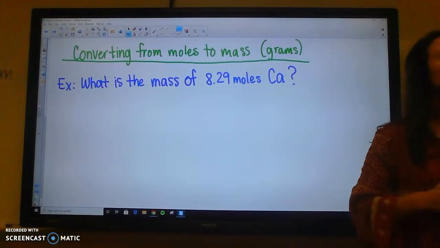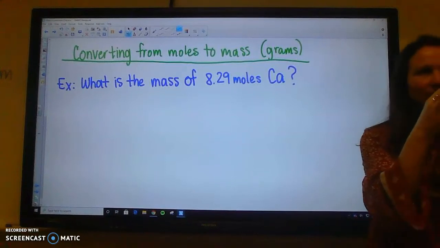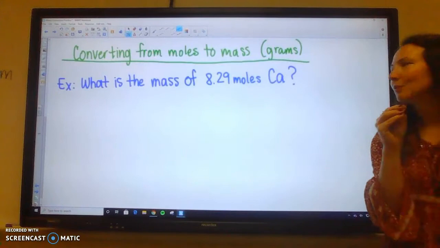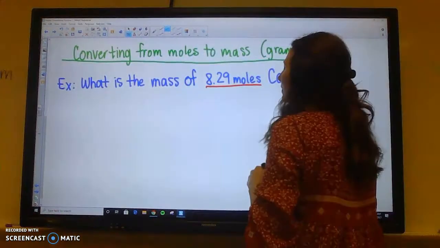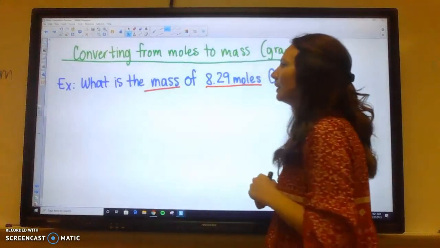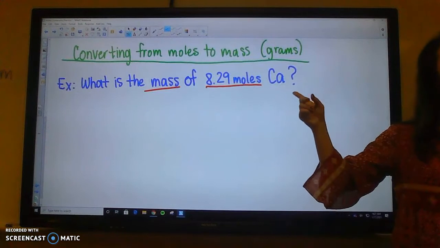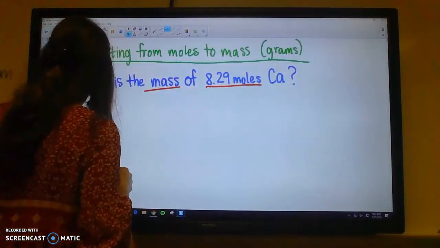And so this time we do need to look at the chemical. So first of all, you're going to zone in, and you're going to see that 8.29 is given. Our unit is going to be moles, and we've got to solve for mass. Okay? So what's the first thing we always do? We copy down the amount given as our starting point, and then we set it up as a conversion.